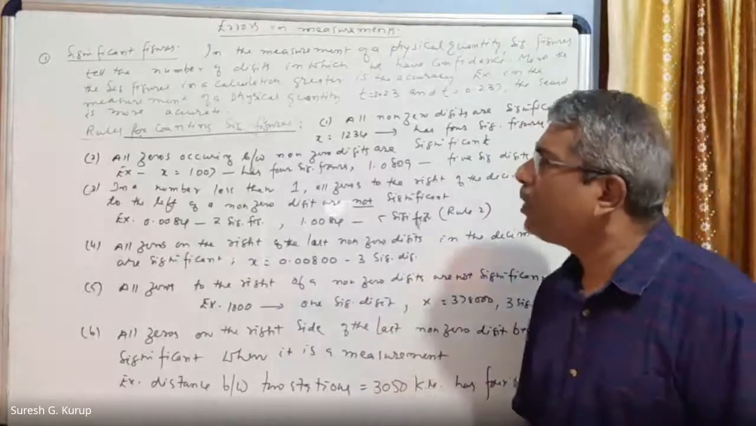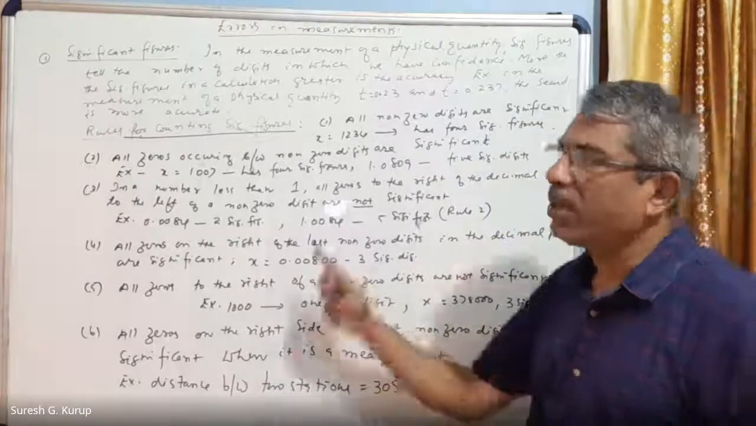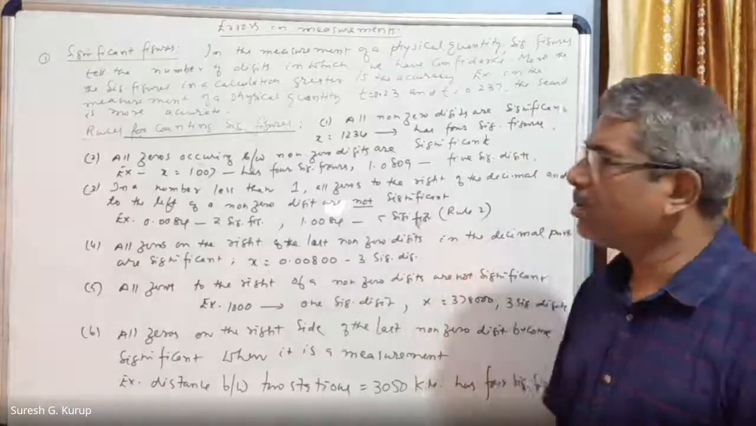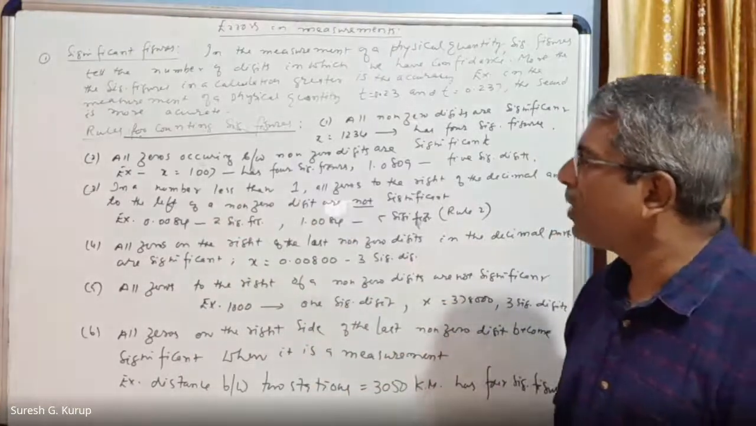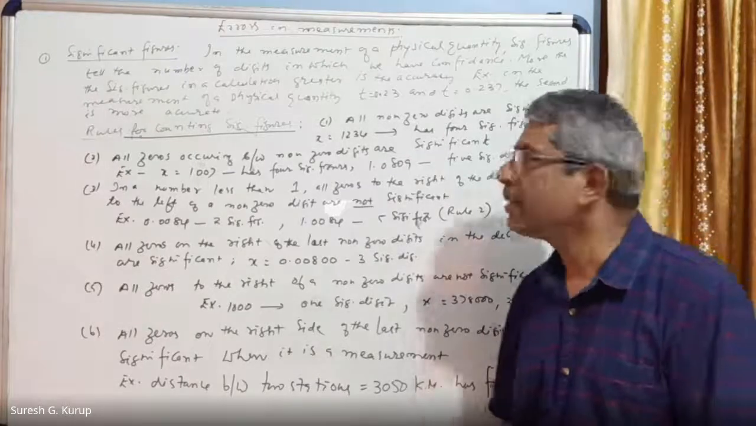Now, how can we count the number of significant digits in a calculation? There are certain rules here. All the rules are written on this board. One by one, we will discuss.